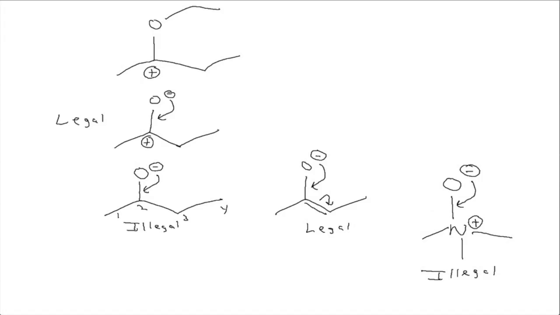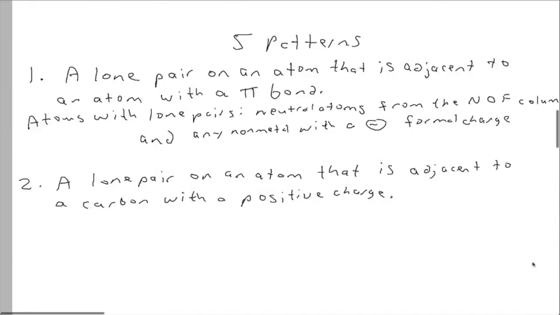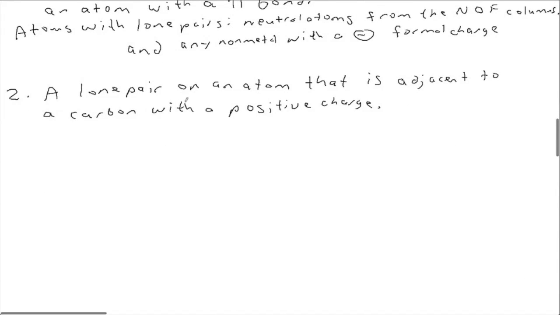That's right. Good. So that's why if you go back to the rule, notice we didn't just say that the lone pair has to be on an atom that's adjacent to an atom with a positive charge. It's not good enough to be adjacent to an atom with a positive charge. The only way that there's going to be room for the lone pair to move in is if it's adjacent to a carbon with a positive charge. So the word carbon here is important. So we could have said a lone pair on an atom that's adjacent to a carbocation is this rule. Okay?